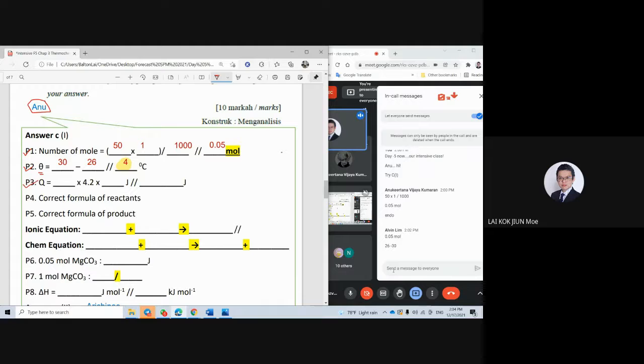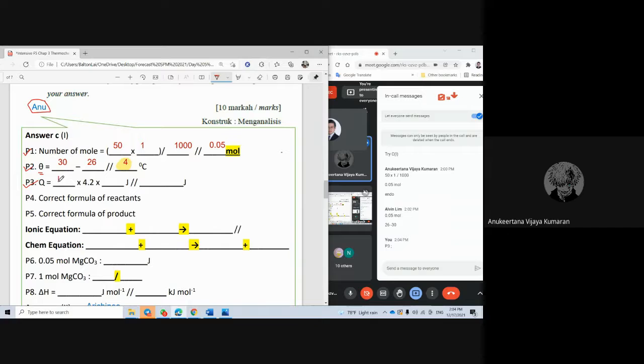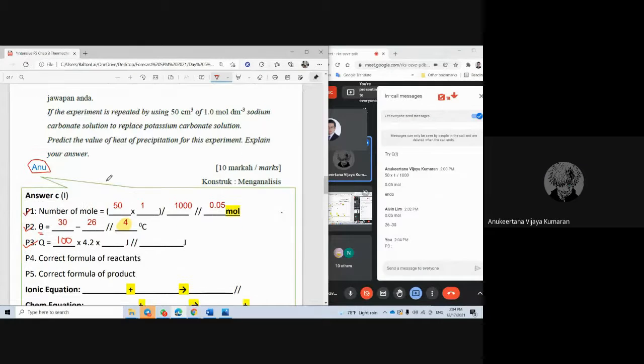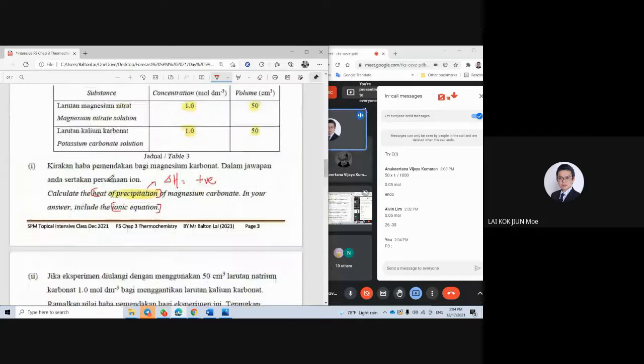For point number 3, 4 times 4.2 times by 50 plus 50, so 100. So you are using mc delta T, right? M is how many? M is 100 because 50 plus 50. Times by 4.0. You got 4.0.